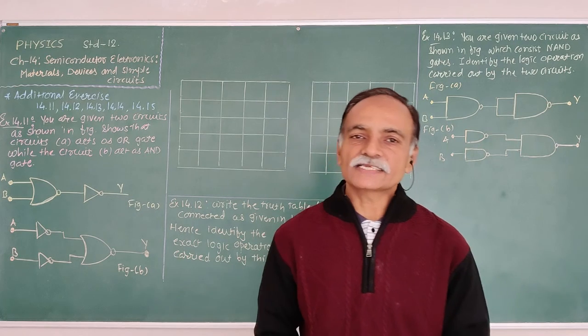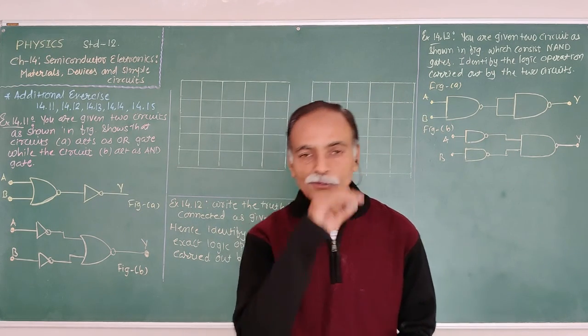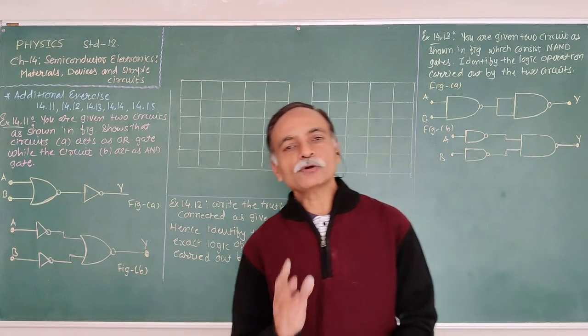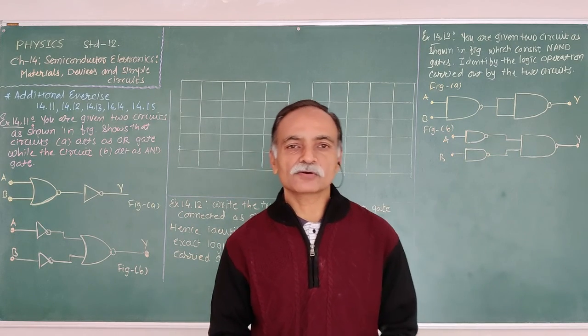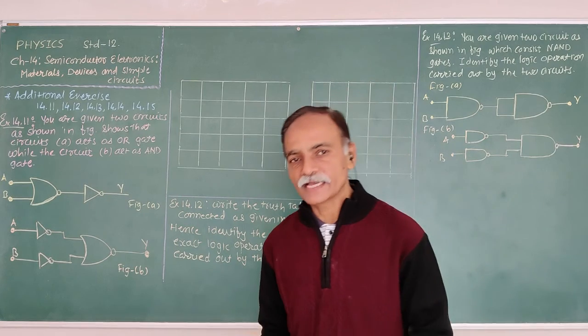The basic logic gates are AND, OR and NOT gate, while the universal logic gates are NAND and NOR gate. Here the different combinations of the gates are given. We have to identify the operation of the given circuit using the logic gates.